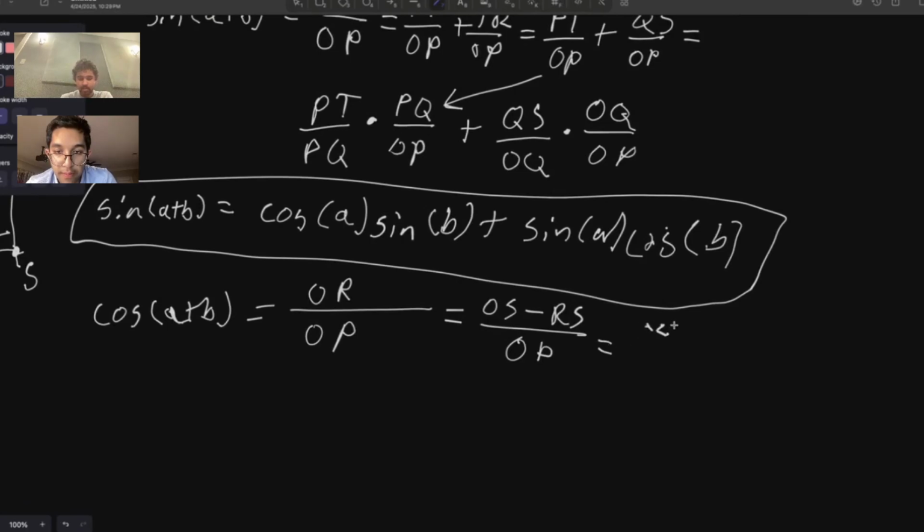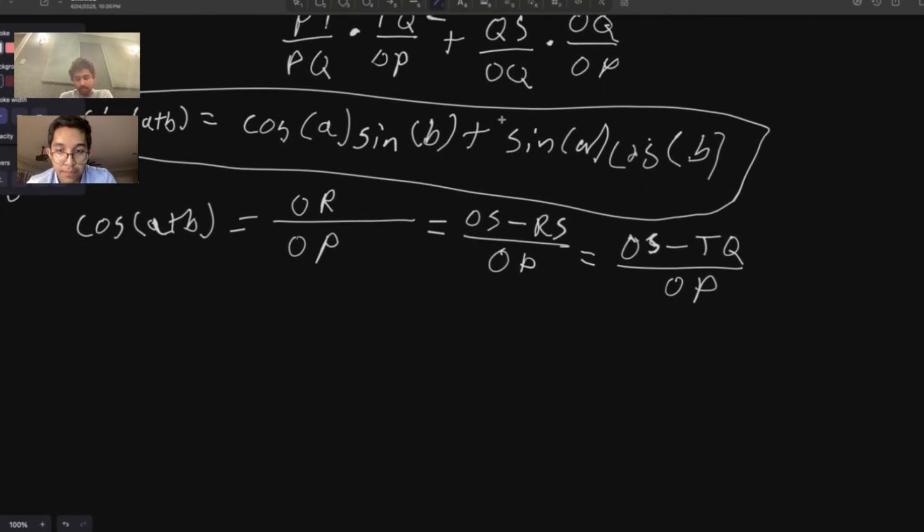So OS minus TQ over OP is again equal to cosine A plus B. Mm-hmm. I'll just split this apart. OS over OP minus TQ over OP.